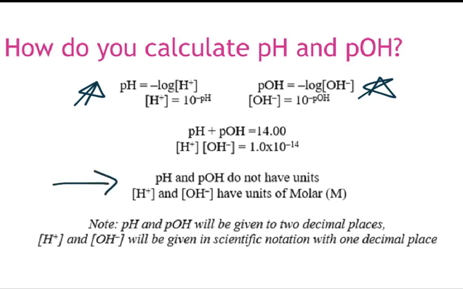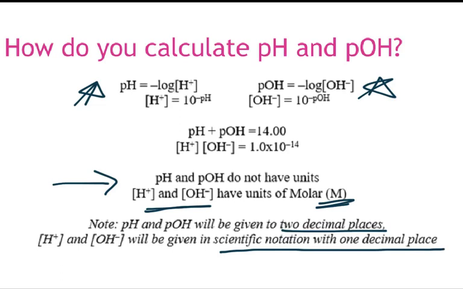They're just numbers where, remember, those brackets mean concentration. So when you see concentration of hydrogen or concentration of hydroxide, it's going to be in molar. You also want to take into account your sig figs: pH and pOH will give 2 decimal places, where concentrations of hydrogen and hydroxide will be given in scientific notation with 1 decimal place. So again, you might want to star those, take a screenshot, but you want to keep those rules in mind when we go through.